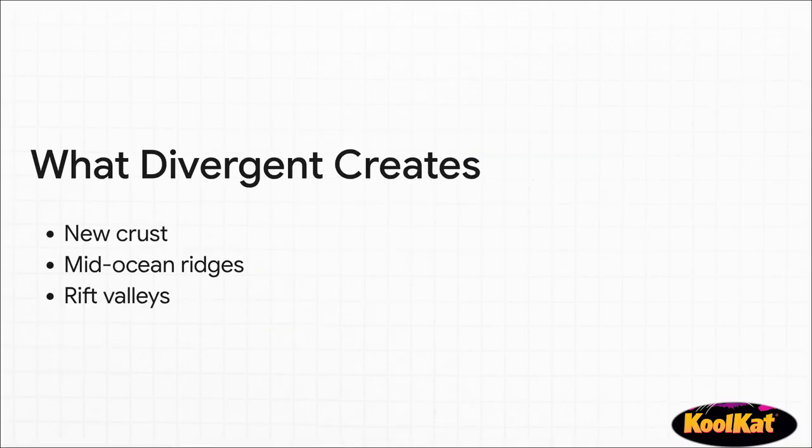So for your test, this is the takeaway. What do divergent boundaries actually create? Well, first, we just said it. They form new crust. This process also creates these massive underwater mountain ranges called mid-ocean ridges. And if this happens on land, you get these huge, deep valleys called rift valleys.